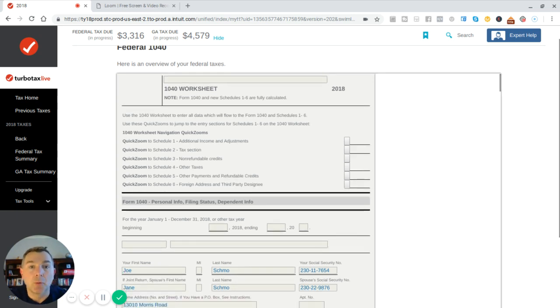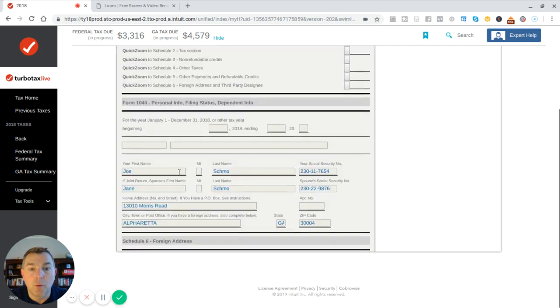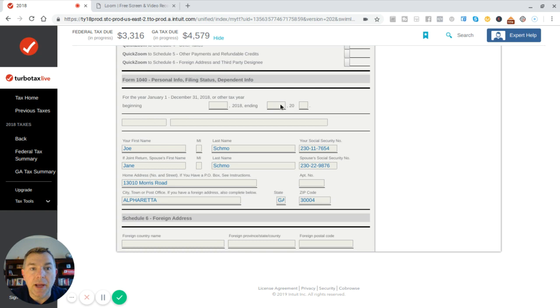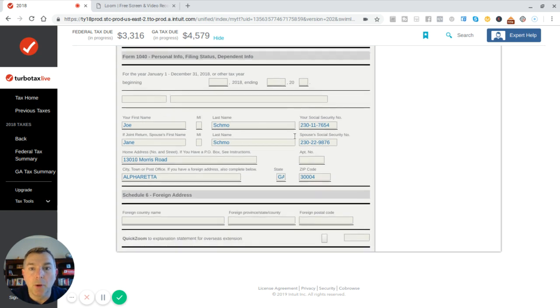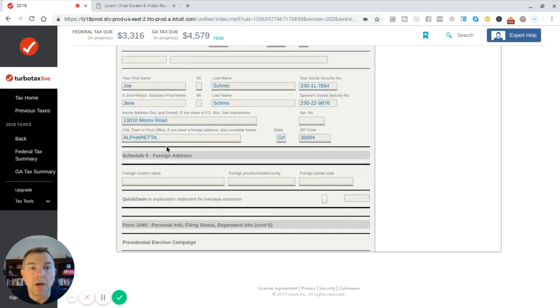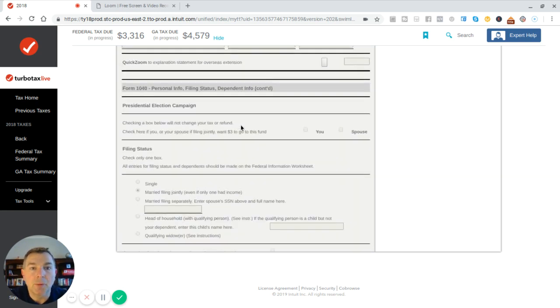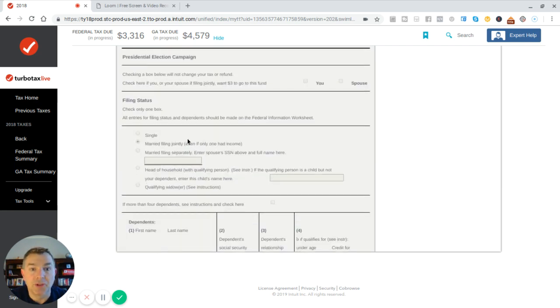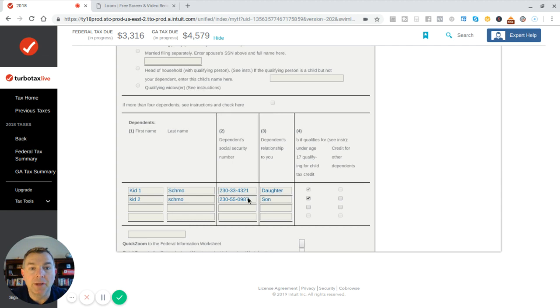So here's your worksheet, which I don't really have anything in, but here's the first page, the new 1040. The first page is who? Me, Joe Schmo, my social, Jane Schmo, her social. Those aren't real social security numbers, my friends. We live in Alpharetta, Georgia. Foreign address, nope. Personal info, just she and I. We've got kid 1, kid 2, daughter and son. They're both under the age of 17, so they qualify for the tax credit.